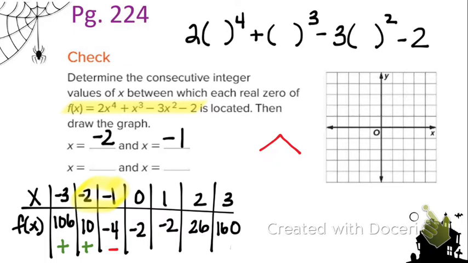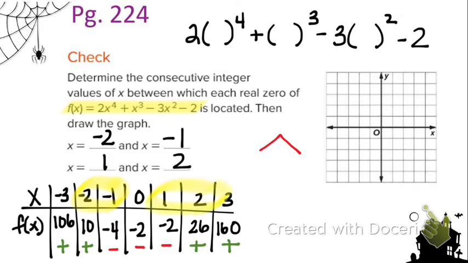Because that's the first time I changed. I went from positive to a negative. And then we got a negative, and then we change again to a positive. So between what 2 numbers will be my second zero? Negative, so between what 2 X values? 1 and 2. Good job.